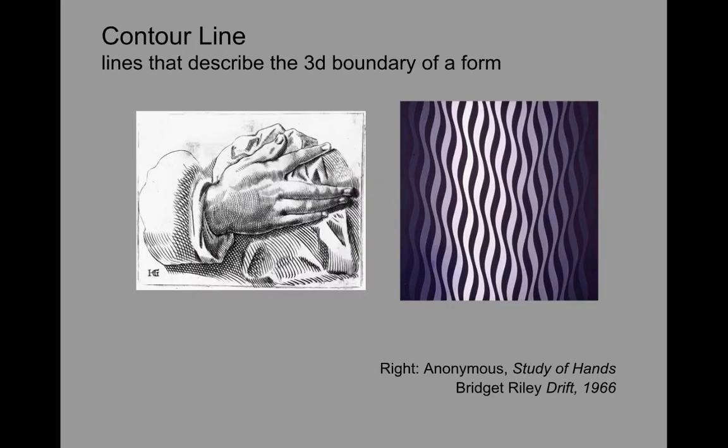A contour line is a specific type of line. It's a line that describes the three-dimensional boundary of a form.